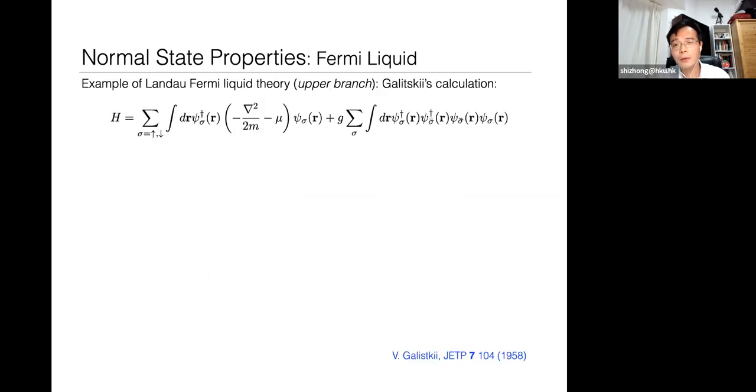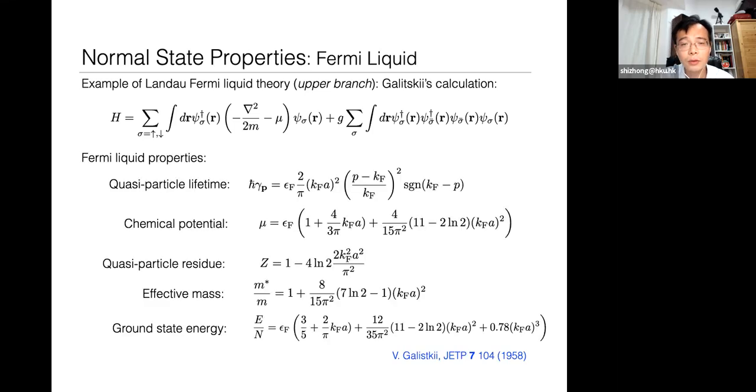Okay, just to give you one example, in the case of the two-component Fermi gas, this calculation was already done very early, in 1958. So you can calculate all these properties of the system. For example, gamma_p is the lifetime of the quasi-particles, which has this (p minus k_F) squared dependence. And then you can calculate the chemical potential, the effective mass, and the total energy of the system. Here I'm quoting something slightly different, but what is important here is the quasi-particle residue Z. In this case, you can calculate it, which gives essentially 1 minus this number here, where k_F a_s, sorry, this should be a_s, the scattering length. If k_F a_s is very small, this provides a very small correction to Z, which is the jump around the Fermi surface.